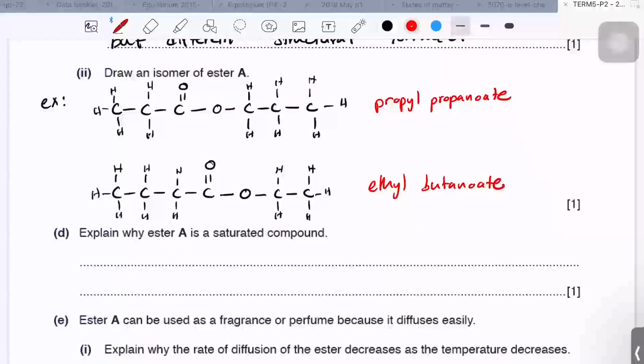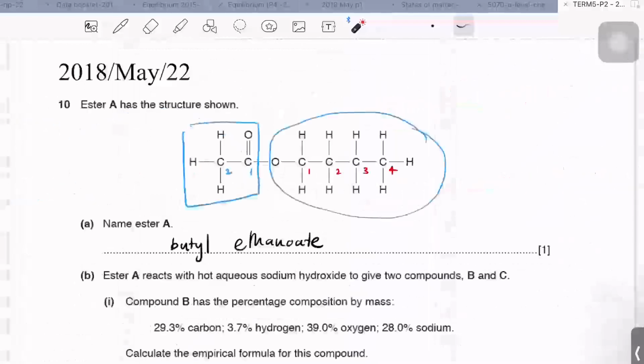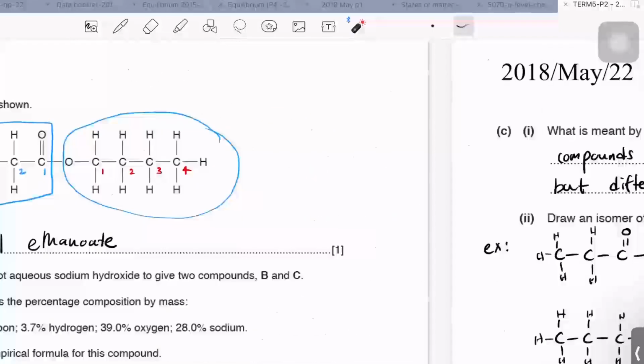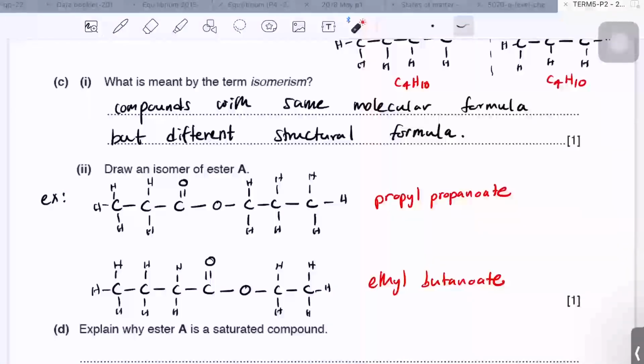And there should be 2 oxygens. The structural formulas are also different. Both are esters. This is propyl. You mean this one is butyl ethyl. This is ethyl butyl. You can't do that. That's the same thing.